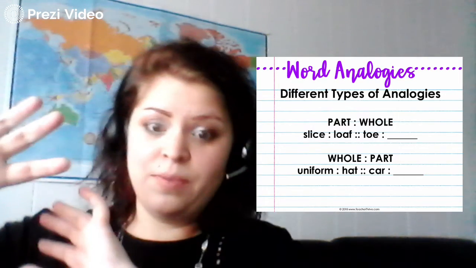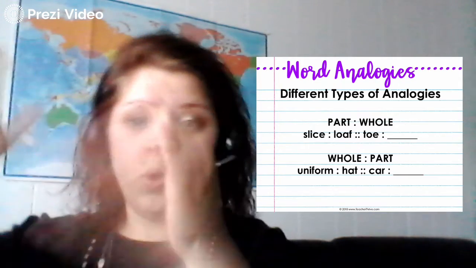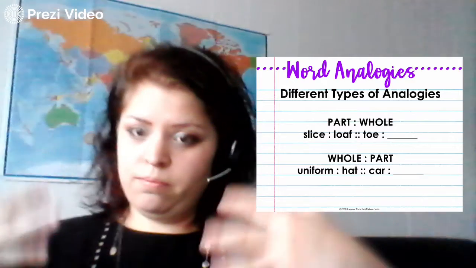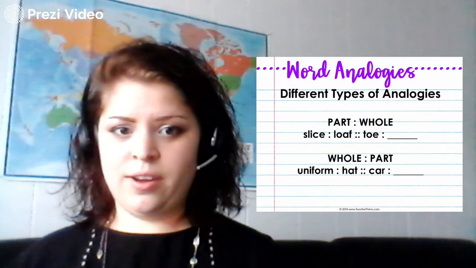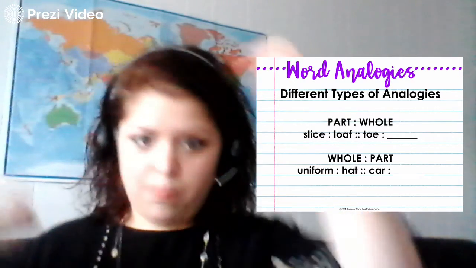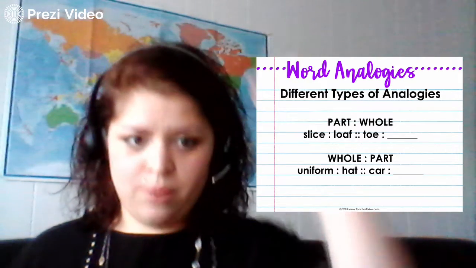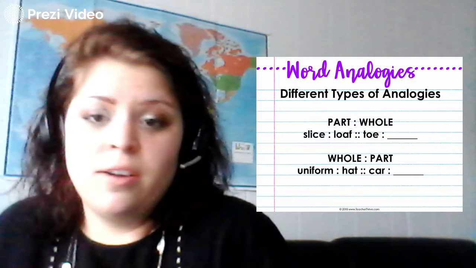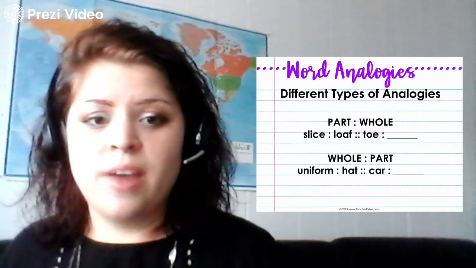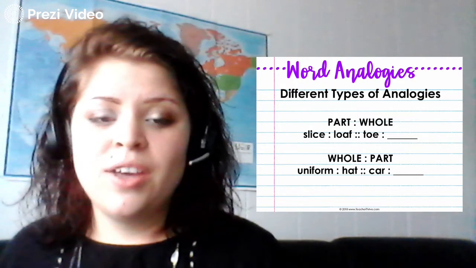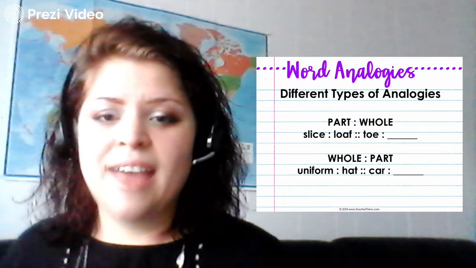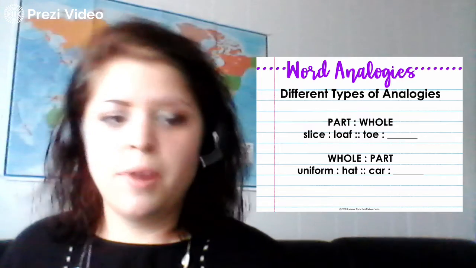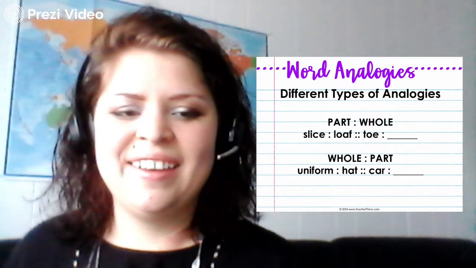Now they can be reversed. They can be whole to part. So we have uniform, the whole outfit that you wear, is to hat, the part of the uniform, as car is to, any part of the car will work. So as car is to wheel. Uniform is to hat, as car is to wheel. Whole to part.